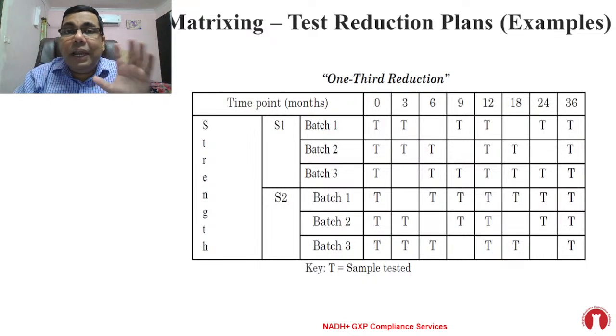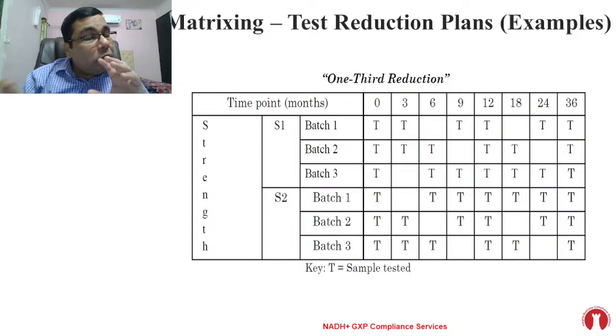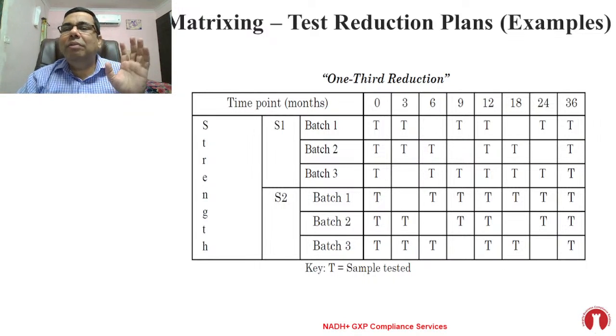But please understand this when you are reducing it. Please understand the logic here. You can see here batch 1 is tested at 3 months. Batch 2 is tested at 3 months. Correct? So batch 3 is not tested here. But batch 3 of S2 strength is tested here. So that logic you need to apply. The same logic you have to apply when you discuss the 1/2 reduction. If you wish, I will again present the 1/2 reduction. You will come to know.